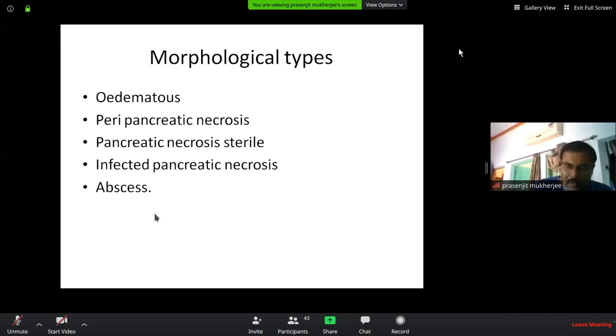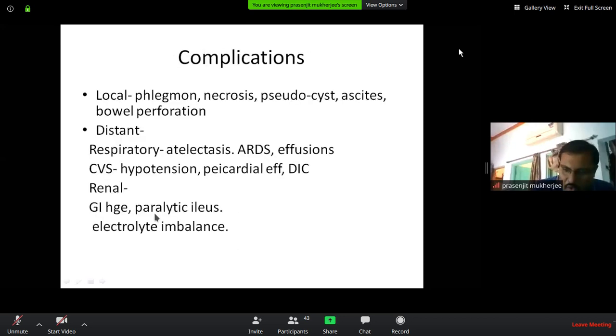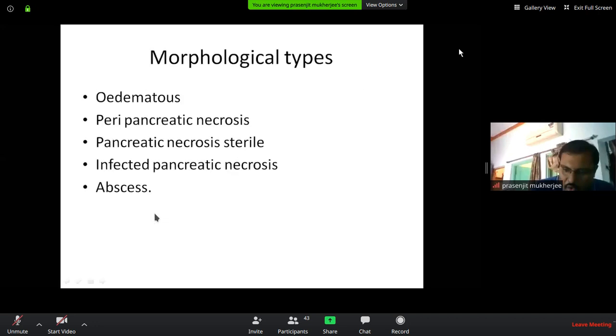Now, morphological types of pancreatitis. This is again according to severity. The mildest form of pancreatitis is acute edematous pancreatitis. Here there is only edema, no pancreatic necrosis. There may be some fat necrosis of the mesenteric and omental fat, but usually there is no pancreatic necrosis.